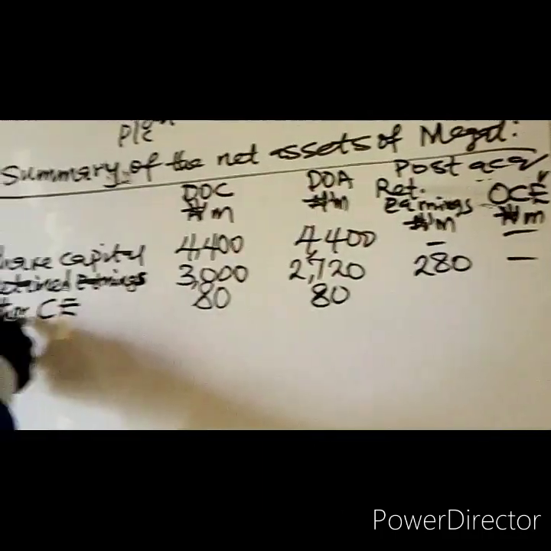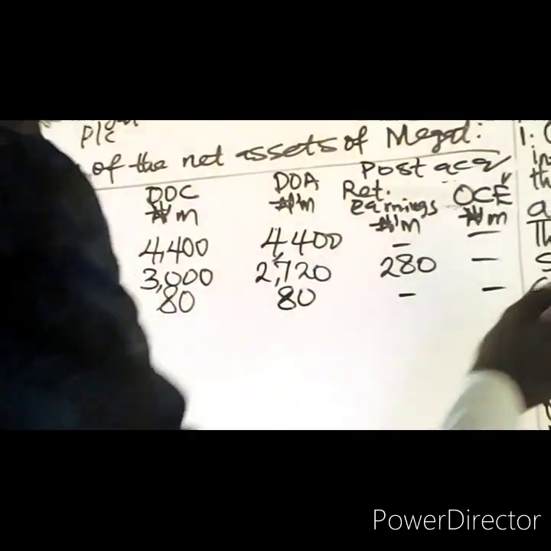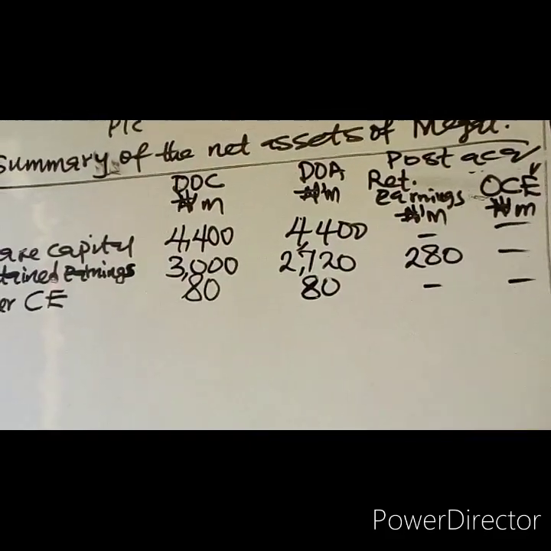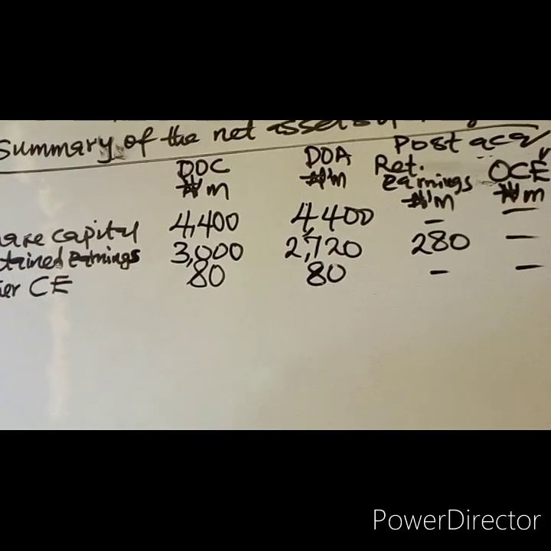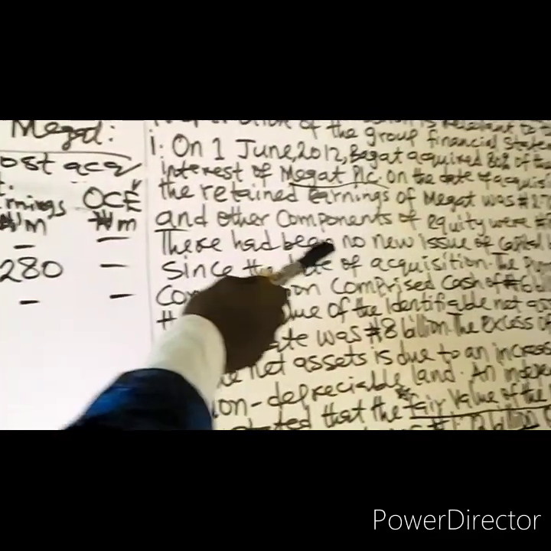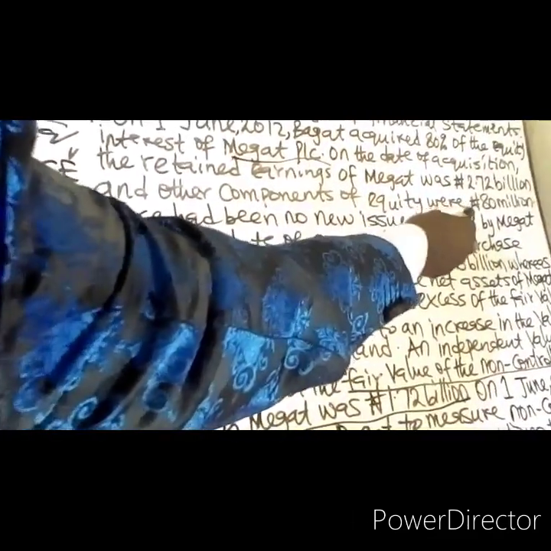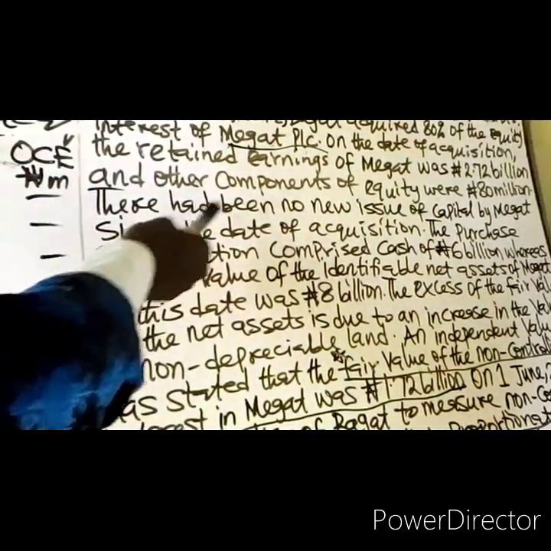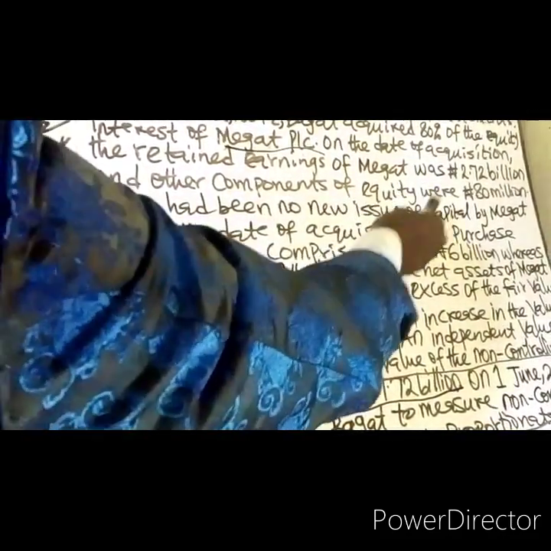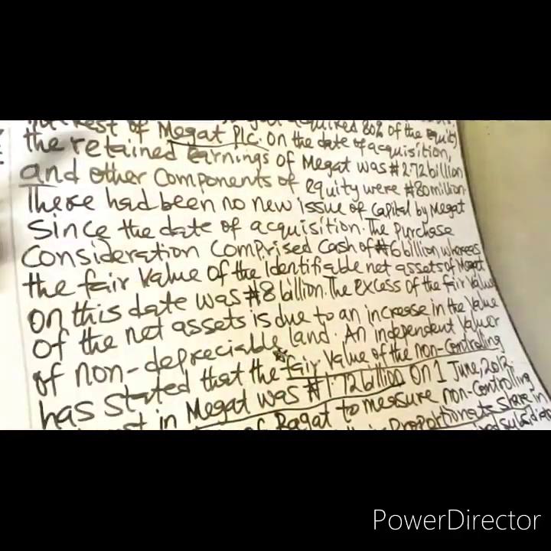Then we have other components of equity. 80 minus 80 will be nil. No other components of equity relates to the post-acquisition period. So now, other components of equity were 80 million naira. There had been no new issue of capital by Megat since the date of acquisition.